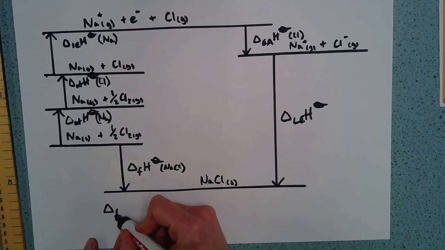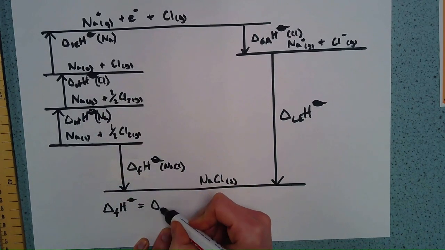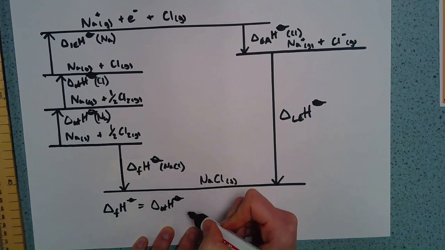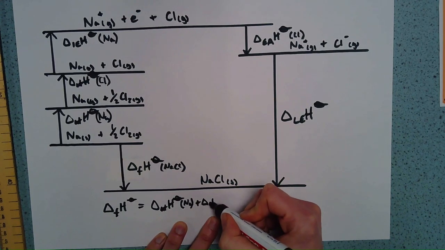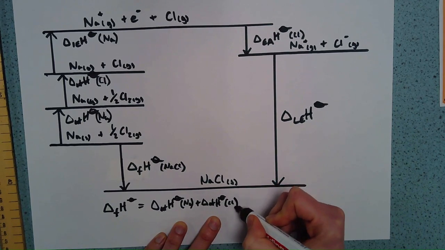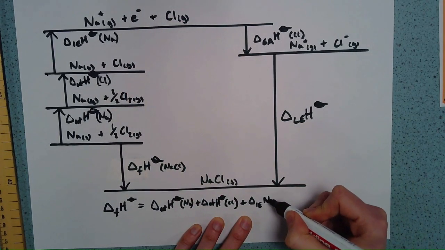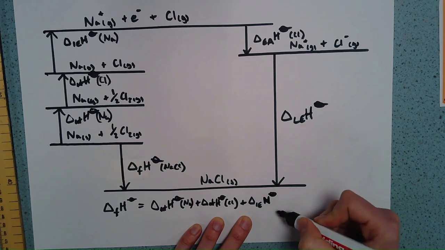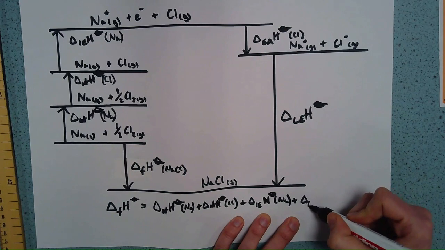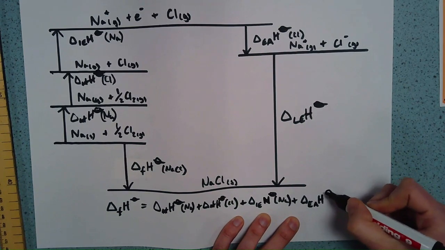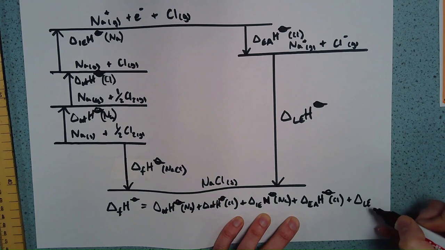So the best or easiest way to do this is delta FH equals, so from there to there, equals delta at of Na plus delta at of Cl plus, next one up, delta IE, oops, that's an H, Na plus delta EA H Cl plus delta LE H.